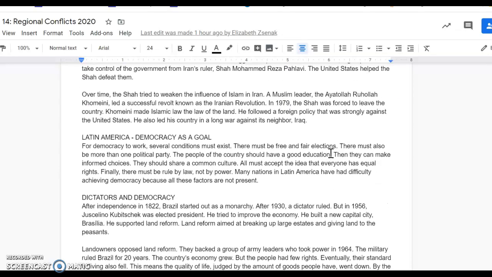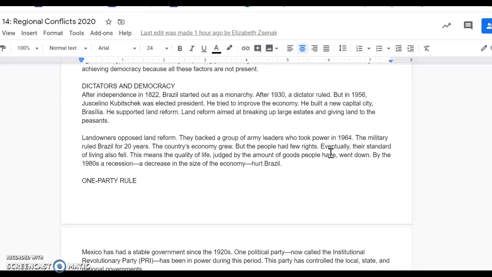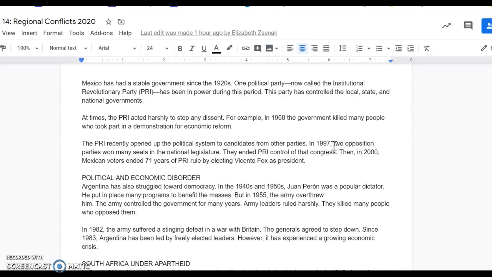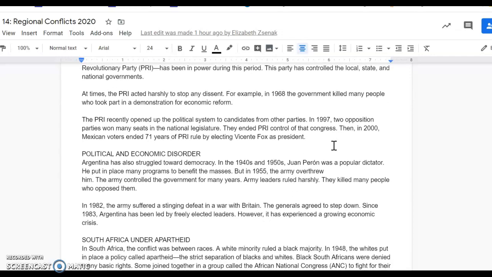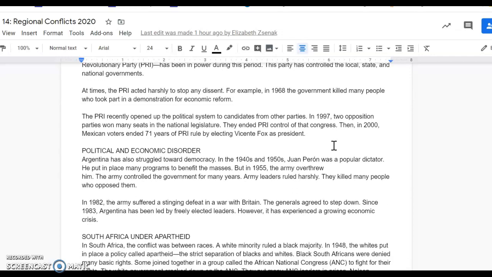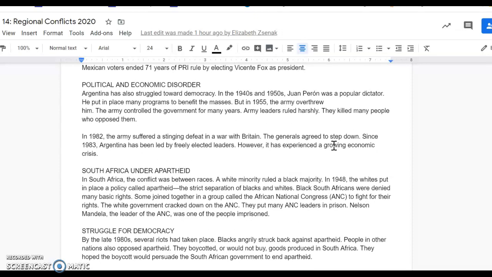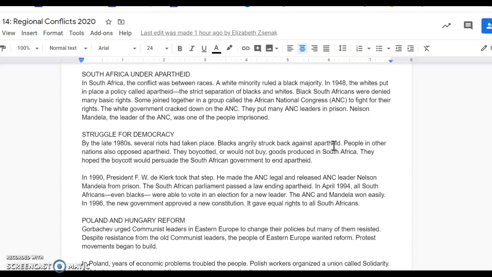And we'll go across the Atlantic into Latin America, look at the conflict between dictators and democracy, with the one-party rule in Mexico. Remember from the Mexican Revolution activity, the PRI Party has firmed up control. Then move into South America, look at political and economic disorder. Then we'll jump back across the Atlantic into Africa, and specifically look at South Africa and their story of apartheid, and the struggle for democracy there.